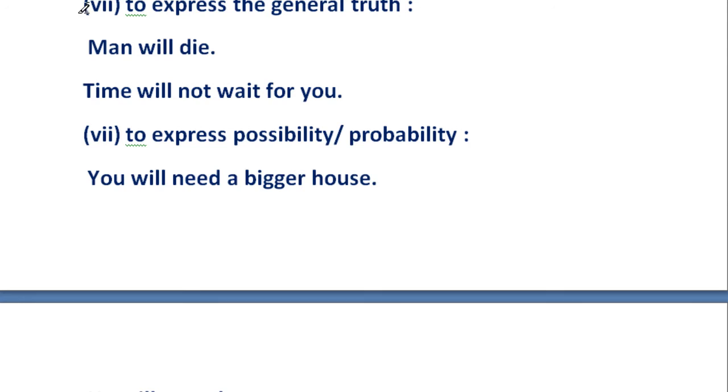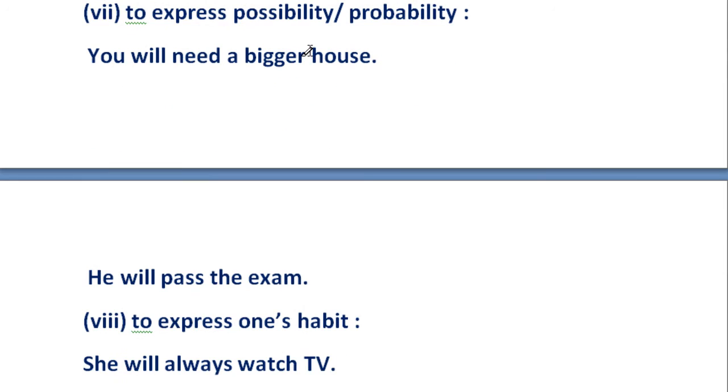Then next use number 7 is will is used to express the general truth. For example, man will die, time will not wait for you. So these are general truths. The next use of will is used to express possibility or probability. For example, you will need a bigger house. So this is possibility or probability.